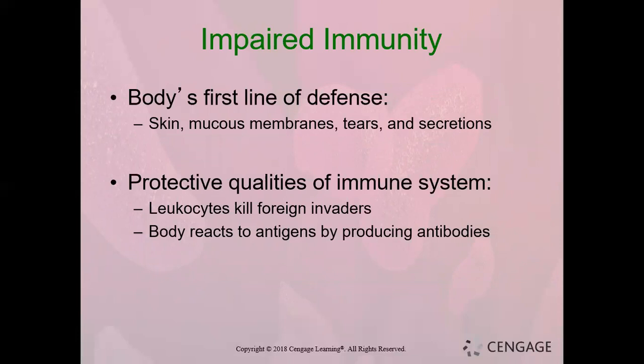There are some protective qualities of the immune system, like leukocytes, that are white blood cells that go and kill those foreign invaders, like bacteria, things that get into our body past our skin. And our body's going to react to those antigens by producing antibodies.